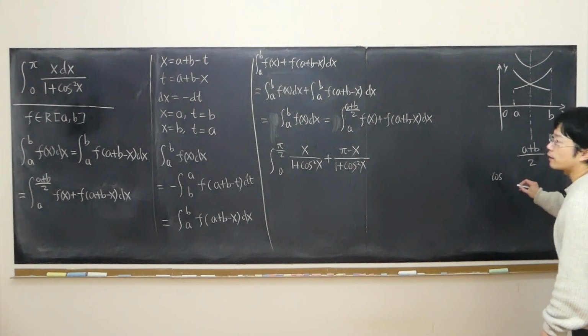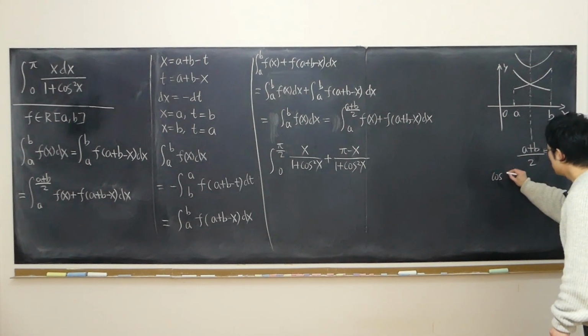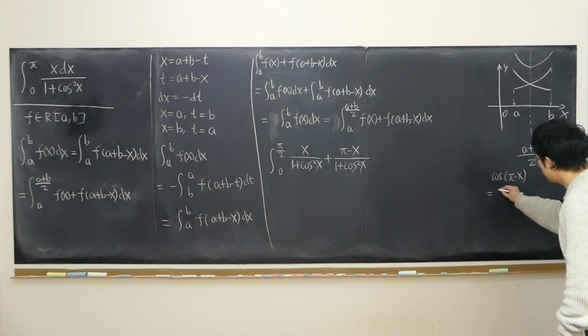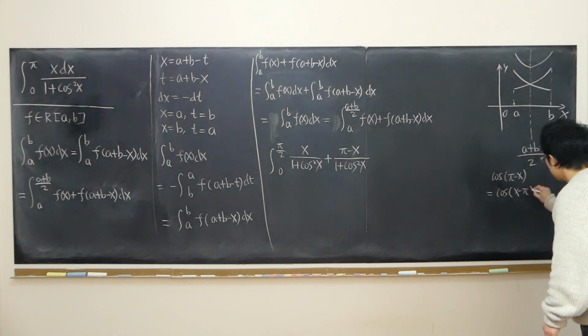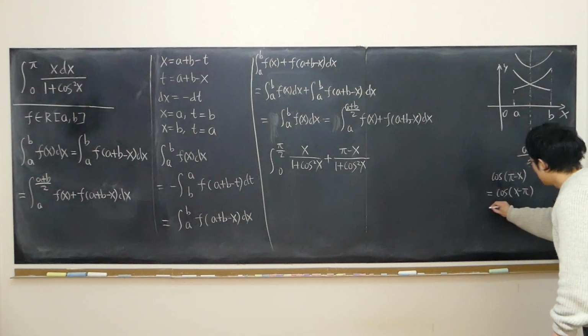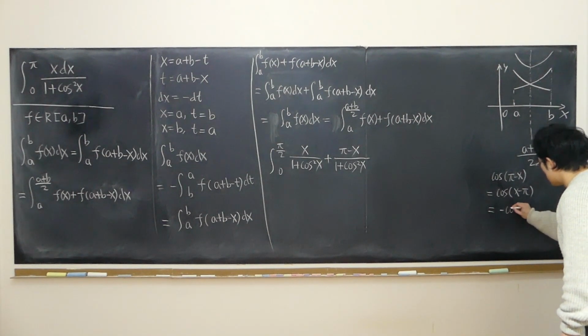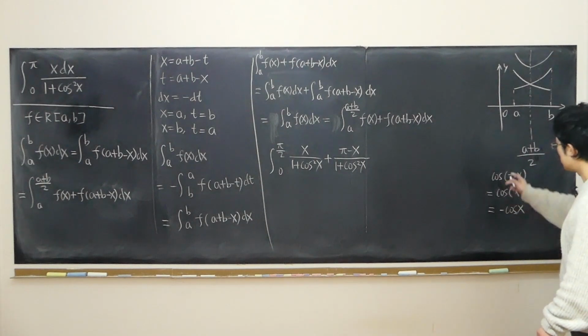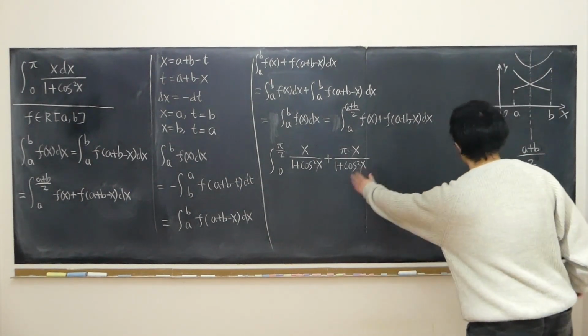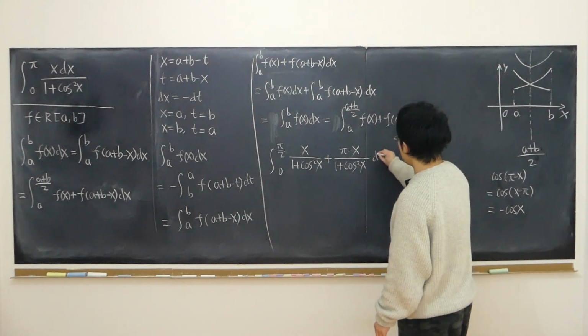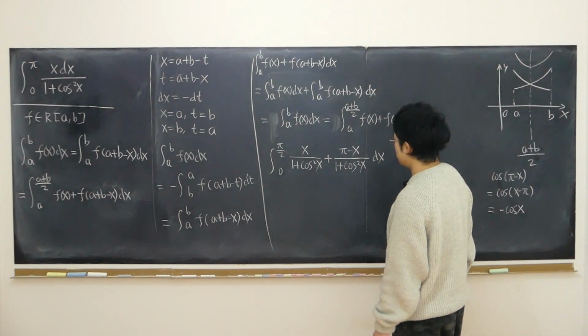when we replace x with pi minus x, so that is cosine of pi minus x. Because cosine is an even function, therefore this is equal to cosine of x minus pi. And cosine of x minus pi, that is minus cosine x. And because we just square it, therefore it is still positive. Now, I just need to work out this integral.